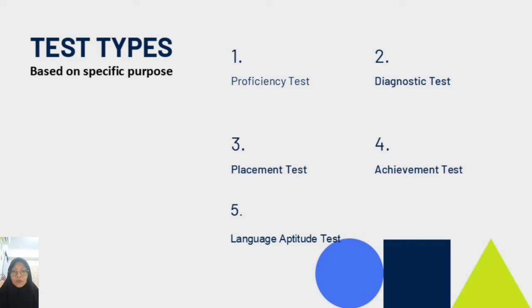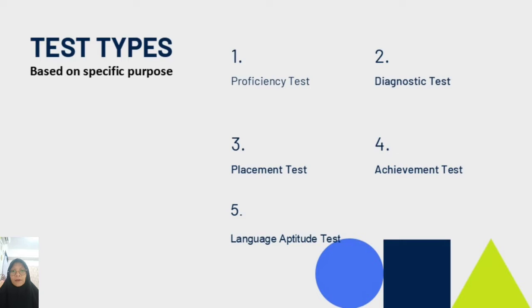Diagnostic test is used to identify students' strengths and weaknesses. Another purpose is to diagnose specific aspects of language, a test in pronunciation, for example. And then placement test. The purpose of placement test is to place a student into a particular level or section of a language curriculum or school.